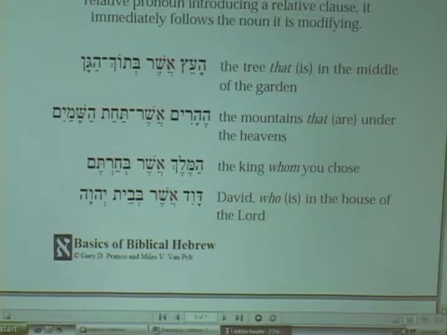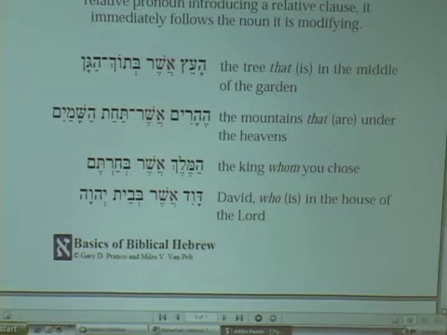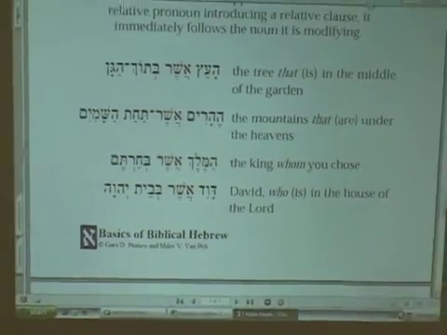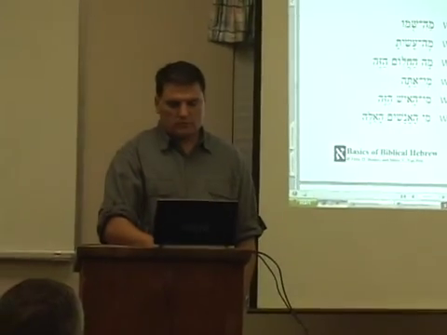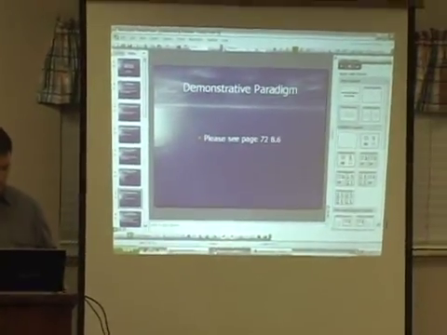Hamelech asher bacharten, the king whom you choose. See, it's not that. Whom you choose, but the one which you choose. David asher bebeit Adonai, David who is in the house of the Lord, meaning the temple. Any questions about relative pronouns? We'll get to the next portion.